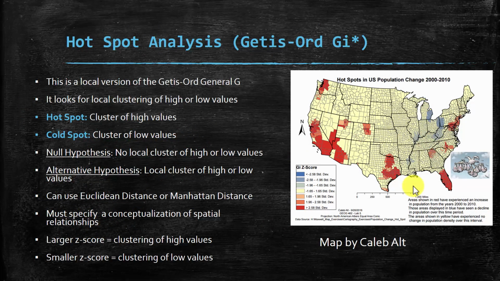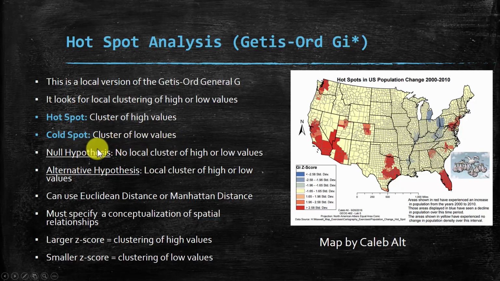The test that I commonly use if I'm interested in exploring local spatial patterns is the hotspot analysis tool, which specifically looks at clustering of high and low values. That's done using the Getis-Ord Gi star statistic, as opposed to the general G, which is used for global patterns. So this is a local version, again, of the general G. It looks at local clustering of high or low values. In this analysis, you end up getting hot spots or cold spots. Hot spots indicate clusters of high values, and cold spots indicate clusters of low values.